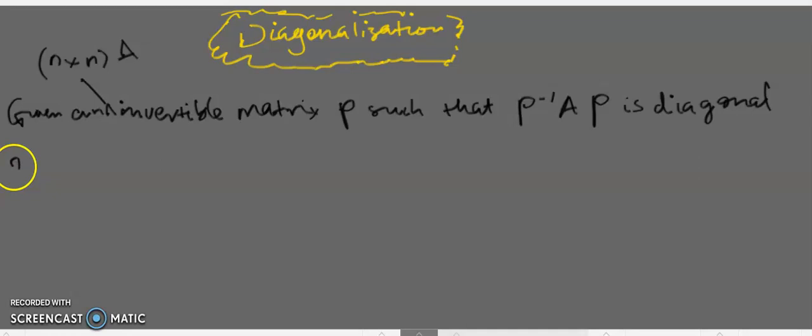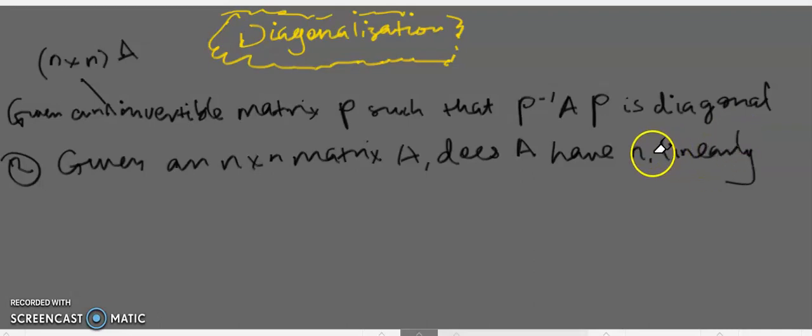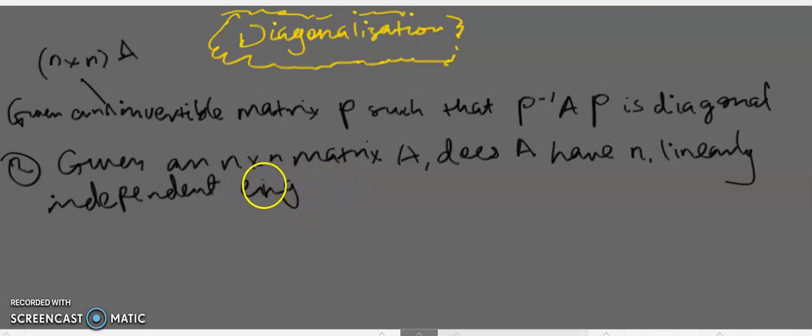The next problem, number 2, is: given an n by n matrix A, does A have n linearly independent eigenvectors?